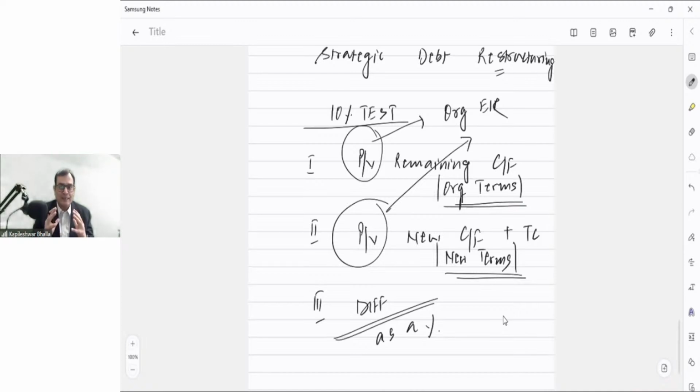So when you entered into the original terms, you say, okay, this is the remaining cash flow based on the original terms. This is the cash flow based on the new terms. Let's see what the variation in the cash flow is. The variation in the cash flows will be expressed as a percentage.